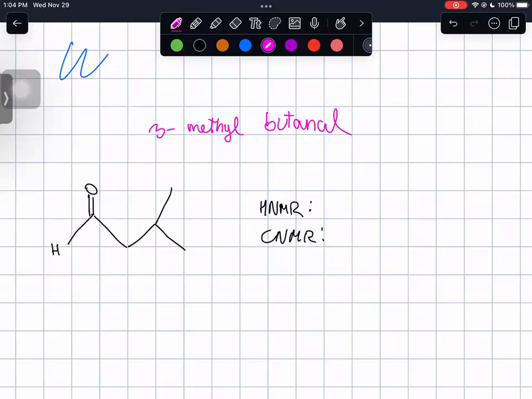Very simple question. How many signals in H NMR do you see? Four. Do we all agree? Just four? Yes, you guys are absolutely correct. So we have signal 1, we have the 2 hydrogens in here, the baby one, and those guys are 4. How many C NMR signals do you see?